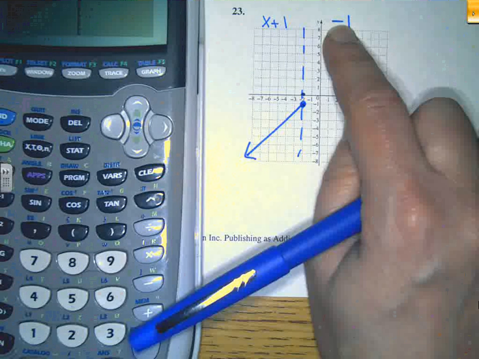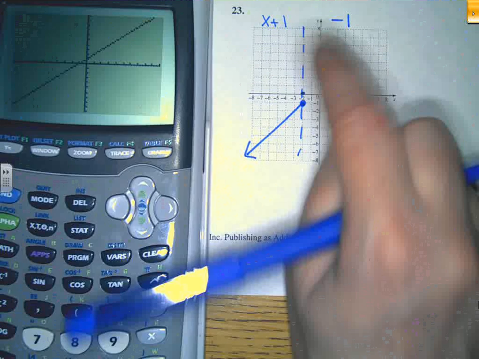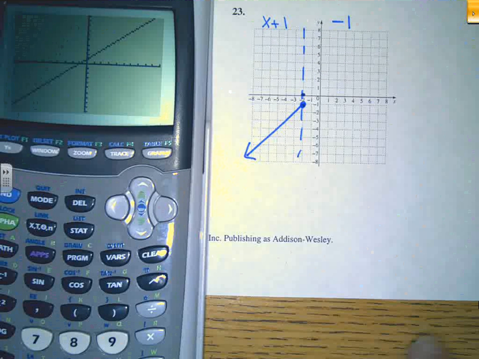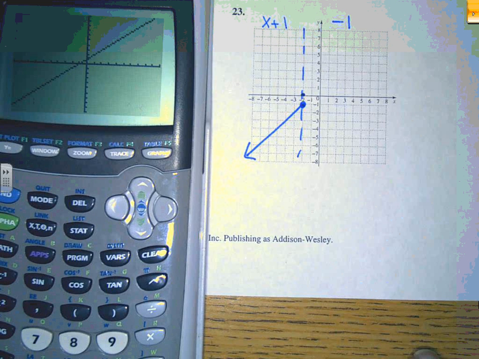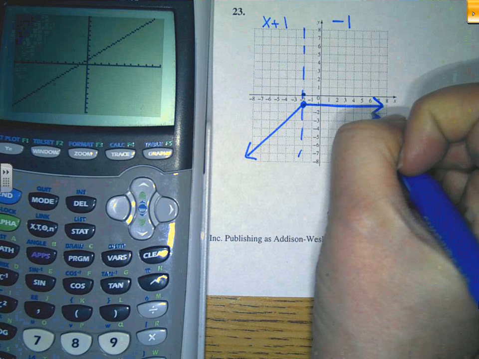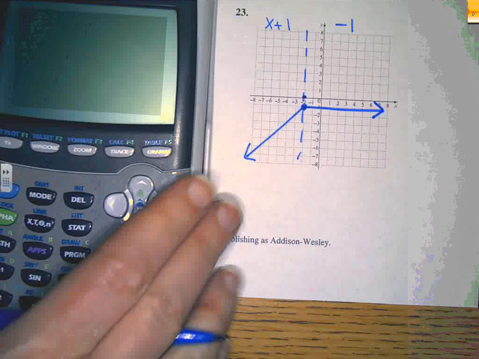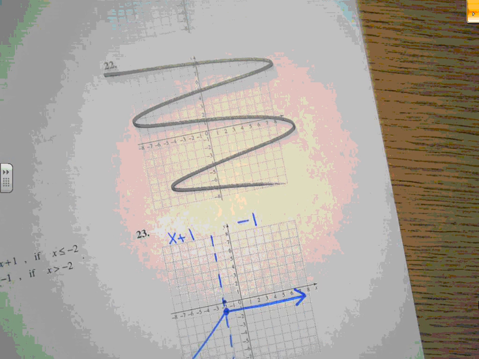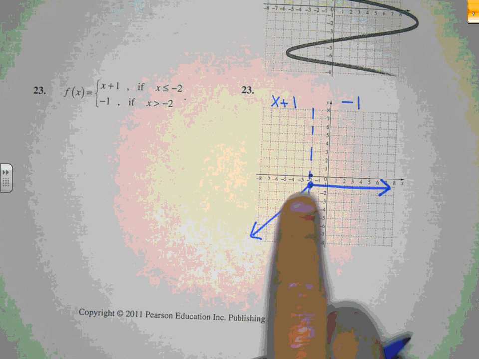To the right of -2, we're just graphing y equals -1. Do you know, without using your calculator, what that looks like? Straight line on -1. Well, it should, but they ended up connecting, so.